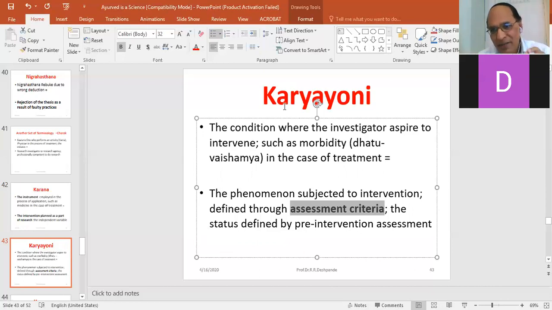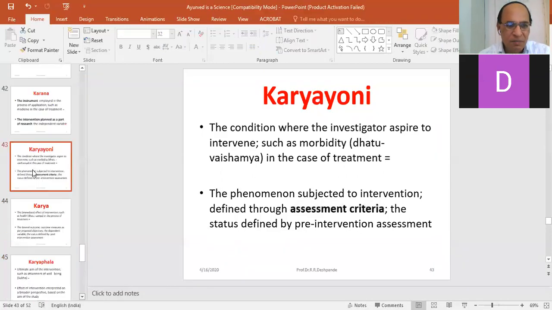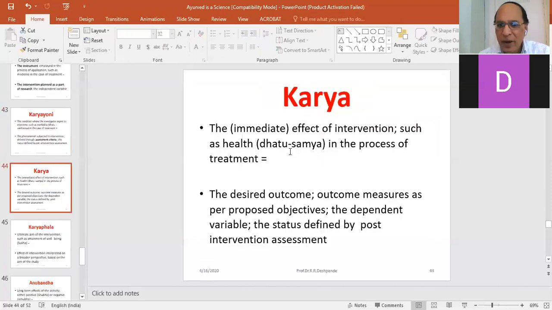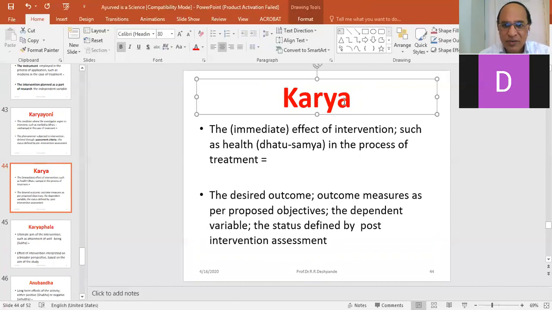My dear friends, if you sincerely write down these examples, then you will be able to remember all this terminology. I understand that this is not directly useful for your practice, but for Ayurvedic science, this lecture is useful. Karya, what is Karya? That is the simple steps that you follow in your material and method. I can say that Karya is nothing but the method of the research.